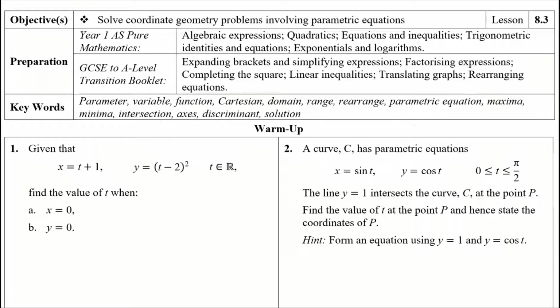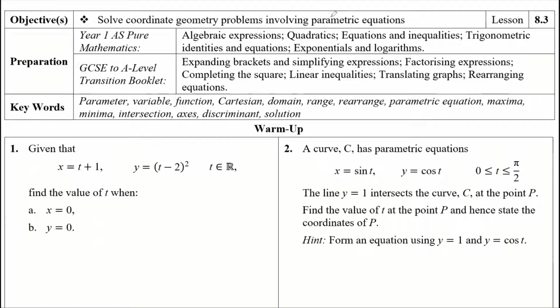Welcome to lesson 3 for chapter 8, parametric equations. This is year 2 pure mathematics, and in this lesson we're going to look at how to solve some coordinate geometry problems involving parametric equations, which we've been looking at in the first 2 lessons. So that pretty much sums it up really.